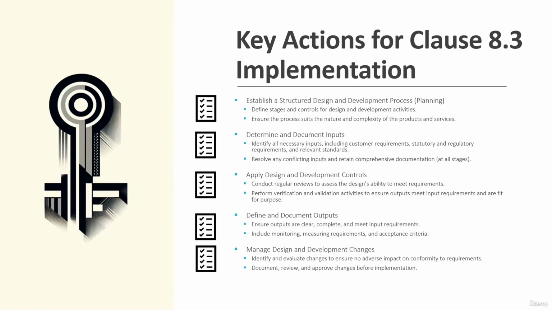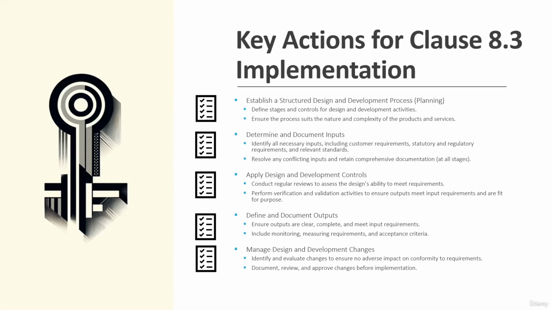So in this, there were 6 clauses starting with the general. So let's keep away general. But then after general, we had a clause related to planning. Here we were expected to do a proper planning for design and development. And the next step was getting inputs. So here we were looking at the inputs which are needed for the design. This could be the customer requirements. These could be statutory or regulatory requirements, or these could be standards and codes.